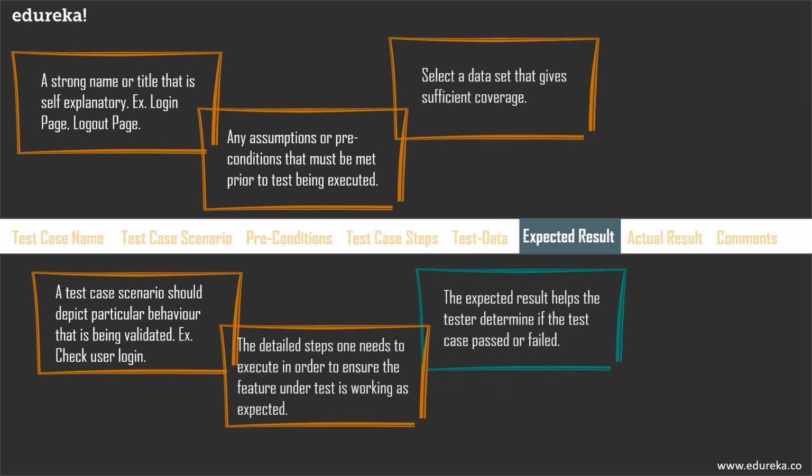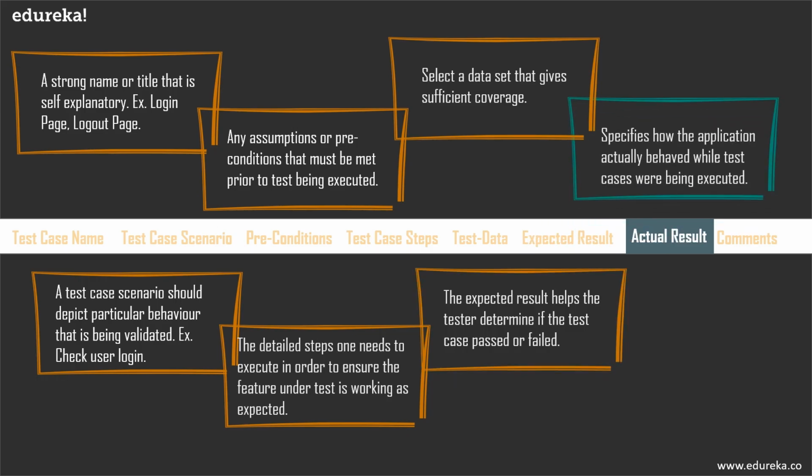Then you have expected result. The expected result tells the tester what they should experience as a result of test steps. It helps the tester determine if the test case passed or failed. Then comes the actual result. The actual result column in the test case specifies how the application actually behaved while the test case was being executed. If the actual and expected results are the same, it means that your test case was successful. And to show if your test case was successful or not, you can add one more parameter like status of the test case. I haven't shown it here, but you can go ahead and add it.